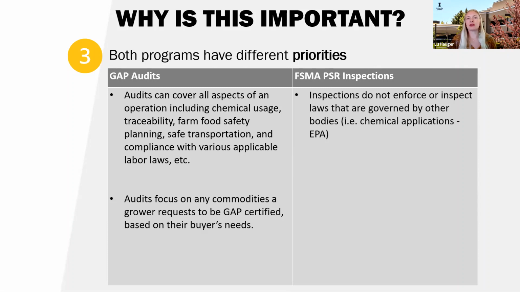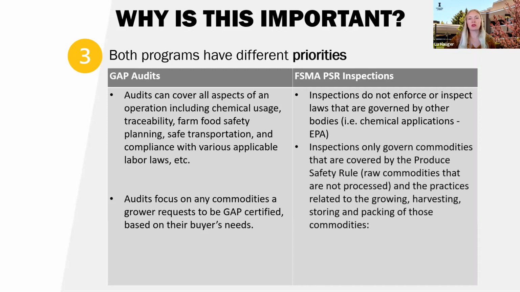And then on the other hand, the inspections do not enforce or inspect laws that are governed by other bodies. So chemical applications, for example, are governed by the EPA. So if you had an inspector out to your operation, they wouldn't be asking you for chemical application records, for example, because it's not something that is specifically within the produce safety rule.